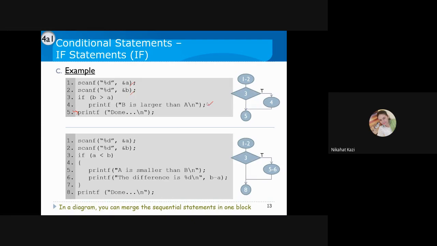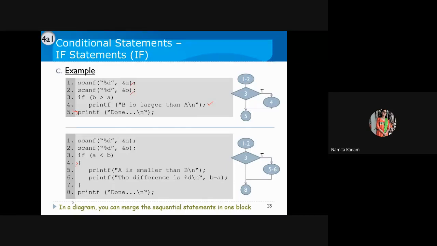But what if there are multiple statements that you need to execute when the condition is true? In that case, you put those multiple statements inside a block, the curly brackets. The curly brackets will help you there. There are two statements that you want to execute in this example. First is A is smaller than B, and second is the difference, B minus A. Both of these you want to execute, so you put these two statements inside curly brackets. And then this is the usual flow after this, and you print the done statement.